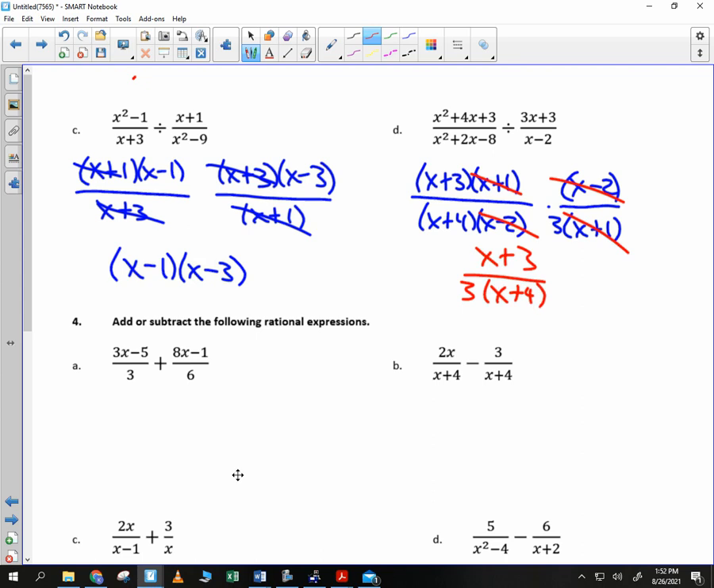Can you see that some people would be tempted to cancel out the x's and the 3's? Okay, so again, that's that piece of you have to know that you can't do that.